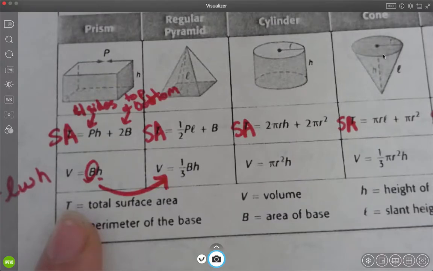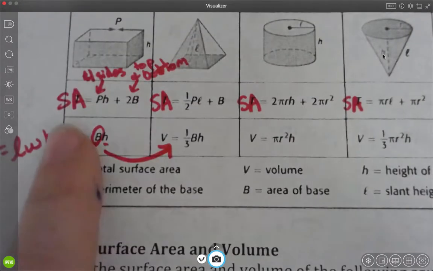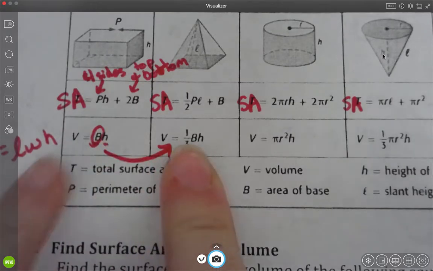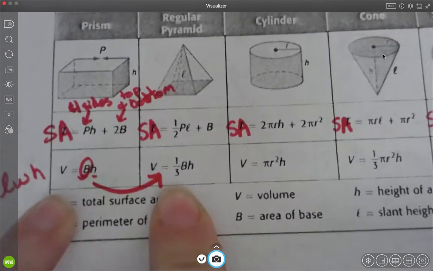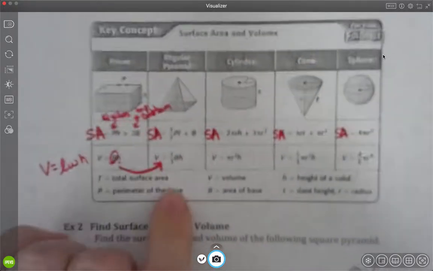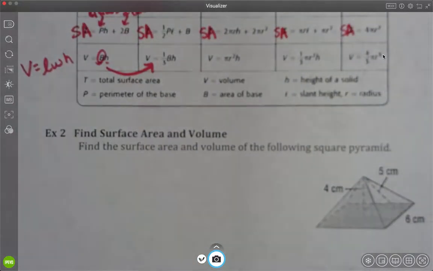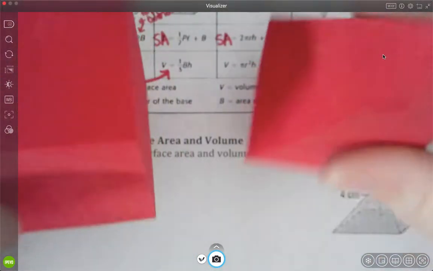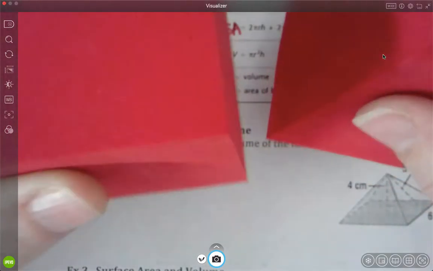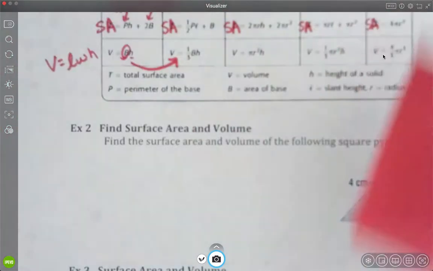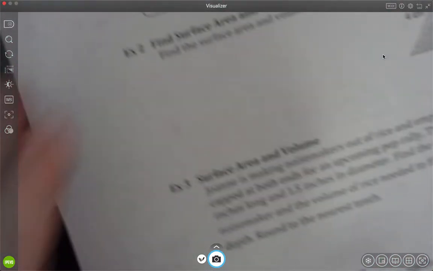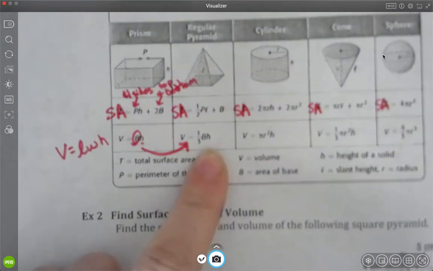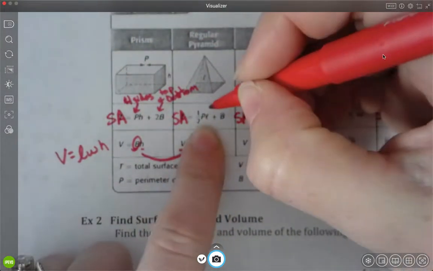Now, take a look at the volume here in comparison to the regular pyramid. What's the difference between volume of a prism and volume of a pyramid? 1/3. This guy's a third of what he was before, okay? So they're saying, here's my prism, and they're saying this guy is a third the volume of what this one is. That's the rule, okay? So we know how to find the volume of a prism. We know how to find the volume of a pyramid. But then the surface area is a little bit different.